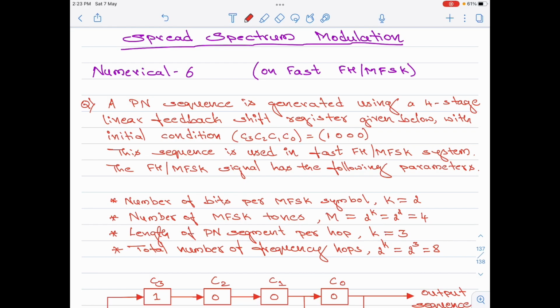Parameter 3, length of the PN segment per frequency hop, which is small k, is equal to 3. And lastly, parameter 4, total number of frequency hops, which is 2 to the power small k, is equal to 2 power 3 and is therefore 8.